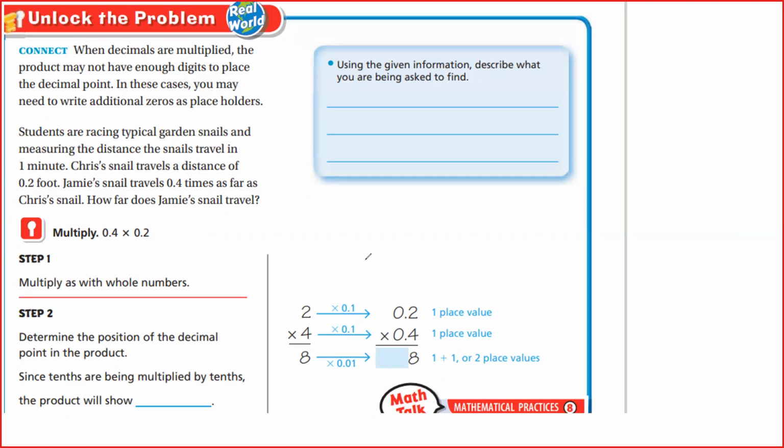So now let's check your answer to see if it's correct or not. When decimals are multiplied, the product may not have enough digits to place the decimal point. In these cases, you may need to write additional zeros as placeholders. Students are raising typical garden snails and measuring the distance the snails travel in 1 minute. We have two boys. One is Chris.